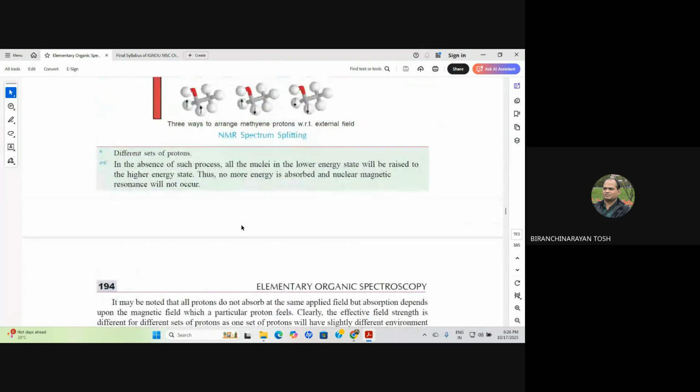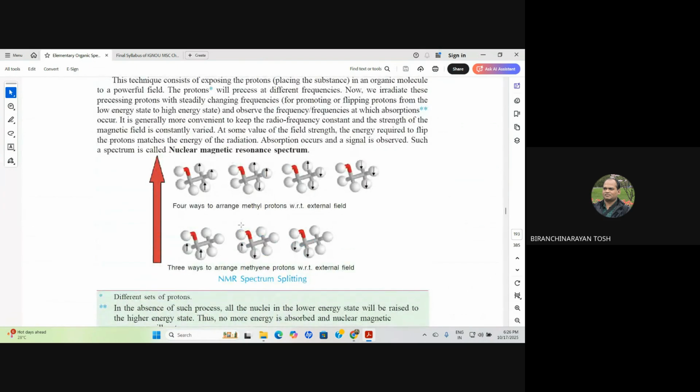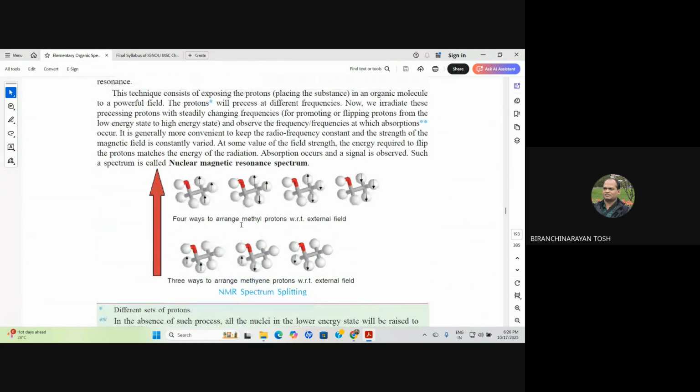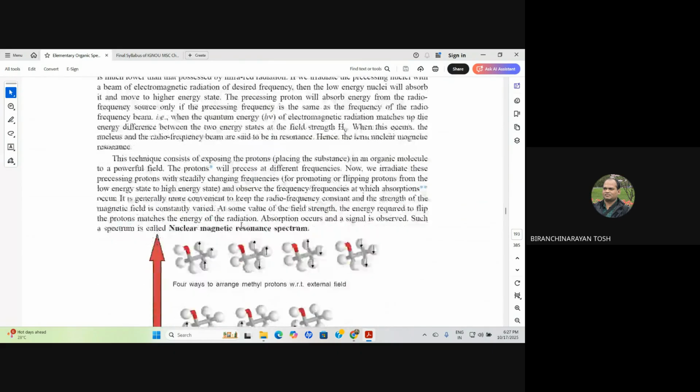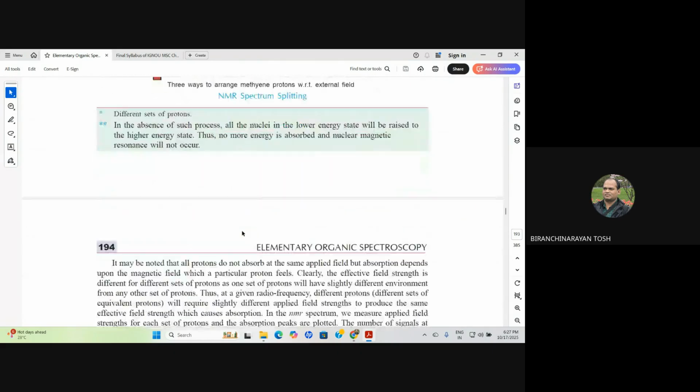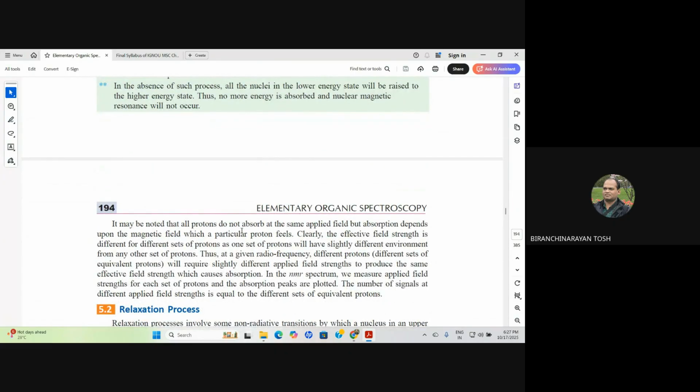So that means now the proton, by absorption of external energy or external electromagnetic radiation, will flip from the lower energy state to the higher energy state. Depending upon the external electromagnetic radiation, there will be resonance between the magnetic moment of the proton and the external magnetic field.